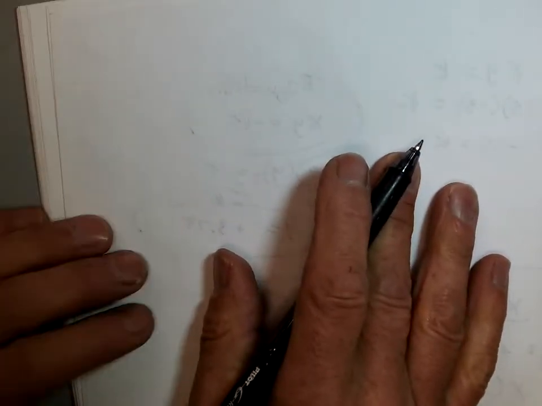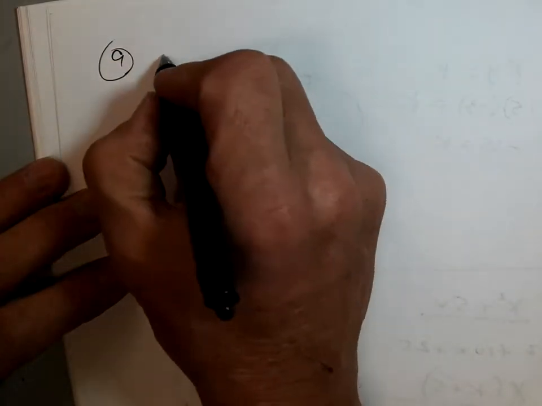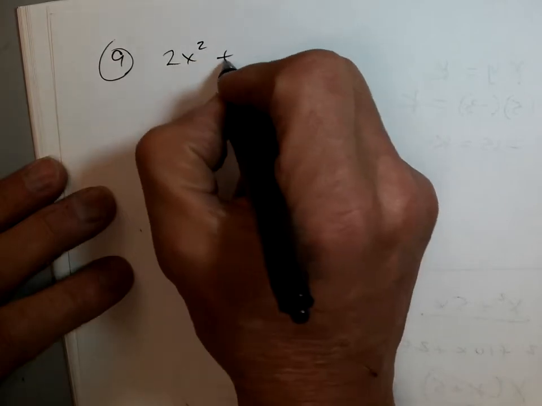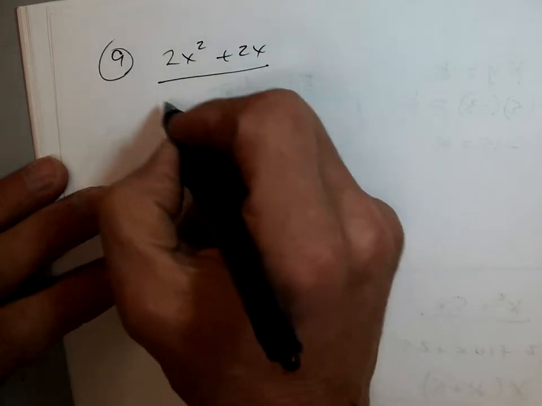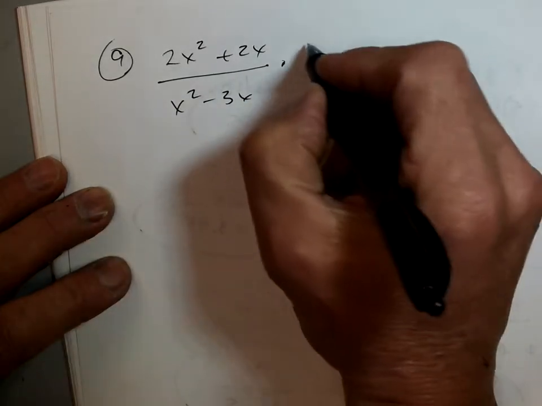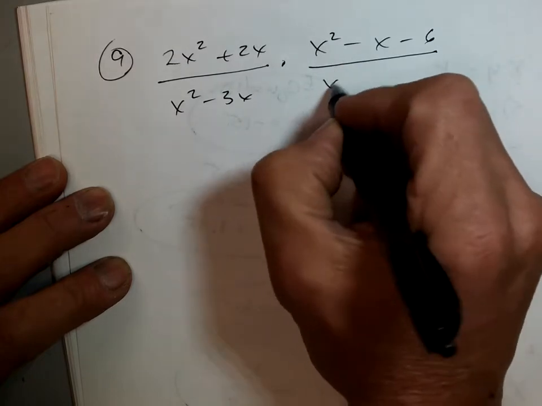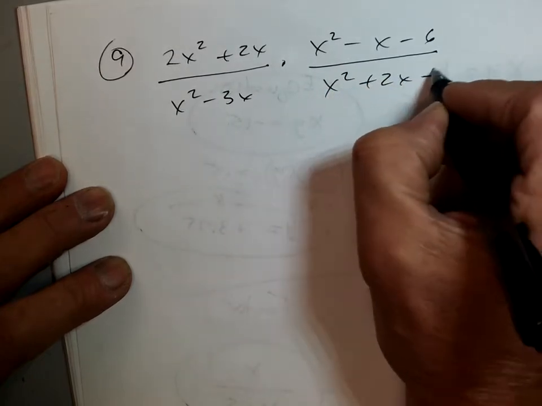Okay, number 9 is a pretty big looking fraction, but I think if I can factor and cancel, it's going to be nice. I get a 2x squared plus a 2x over an x squared minus 3x times an x squared minus x minus 6 over an x squared plus a 2x plus 1. Okay, factor.